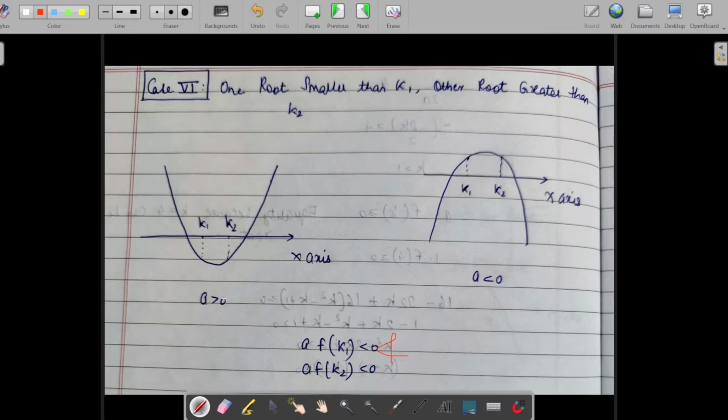Because it is pretty visible, when a is greater than 0, f of k1 is less than 0, so multiplying both we will get a value which will be less than 0. Similarly, when a is less than 0, f of k1 will be greater than 0. So multiplying we will get a value which will be less than 0.